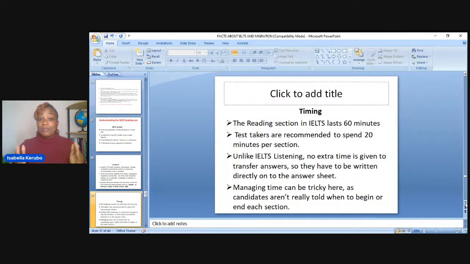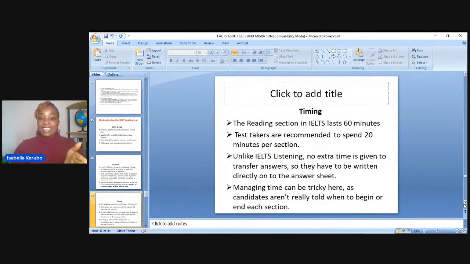If you find yourself spending a whole 40 minutes in section 1, remember you still have 2 more texts to read, okay? Because time is one thing that really throws people off. You put all your time and you're struggling to answer questions in the first section, by the time you hear the invigilator saying you have 10 minutes to go, you are not even done with the first text of the reading test. So spend your time well.